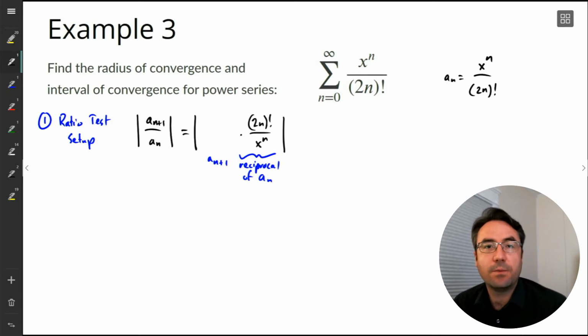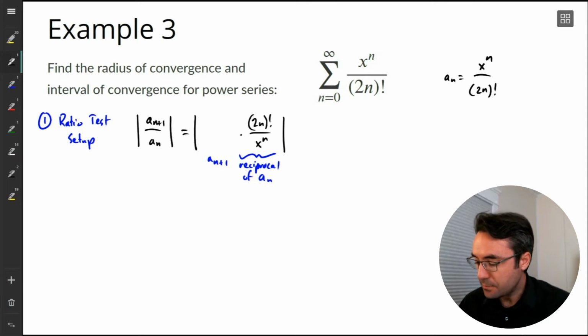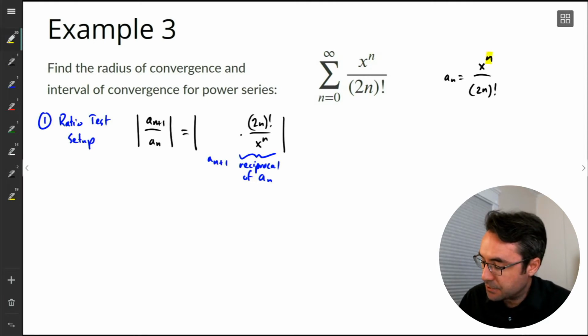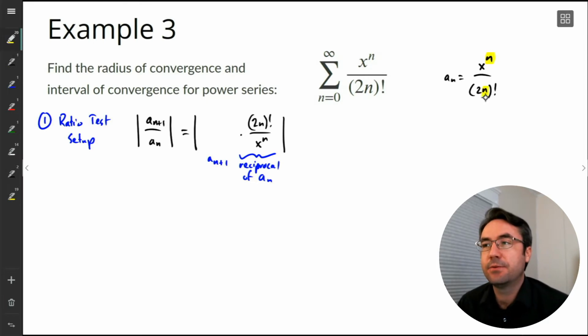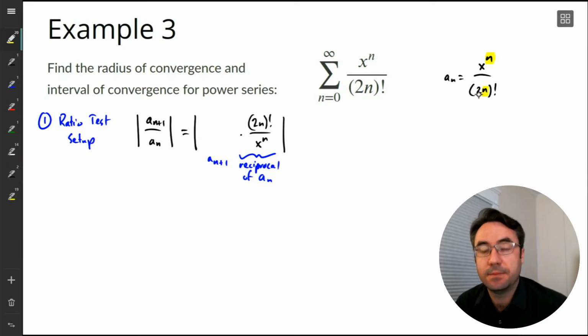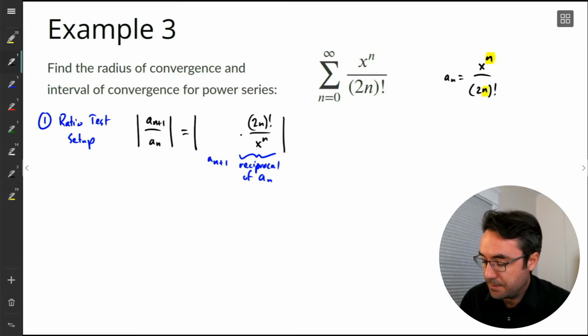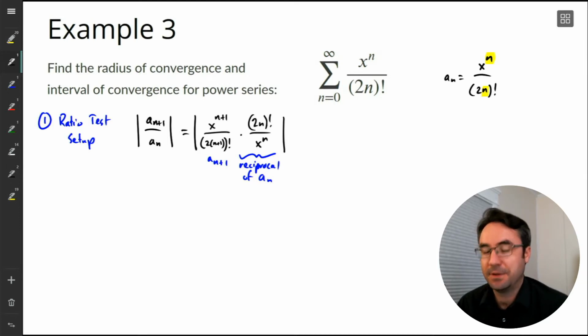So what's a_{n+1}? Well, we look at a_n, and each time we see an n, we replace that with n plus 1. So we're going to have x to the power n plus 1 on the top, and then we'll have 2 times n plus 1 factorial. We're going to have to do some work with that factorial. Actually, this one too, just to kind of picture what these things look like.